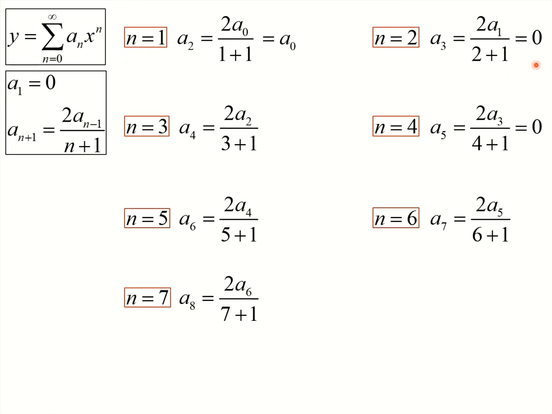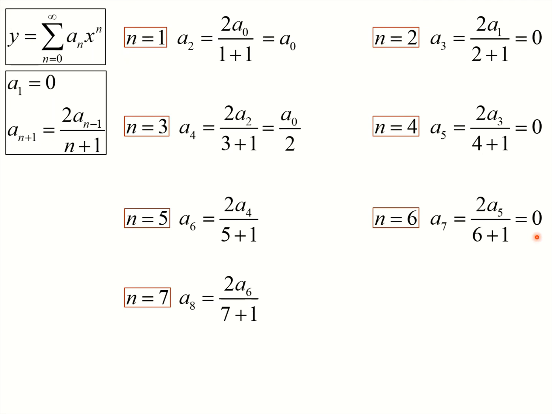We continue. Now I should have done the one over here, but I can see that a5, because it has an a3 in it, and a3 was 0, a5 is going to be 0. And take a guess about a7. It's also going to be 0. So it looks like my a sub odd will end up giving me 0.